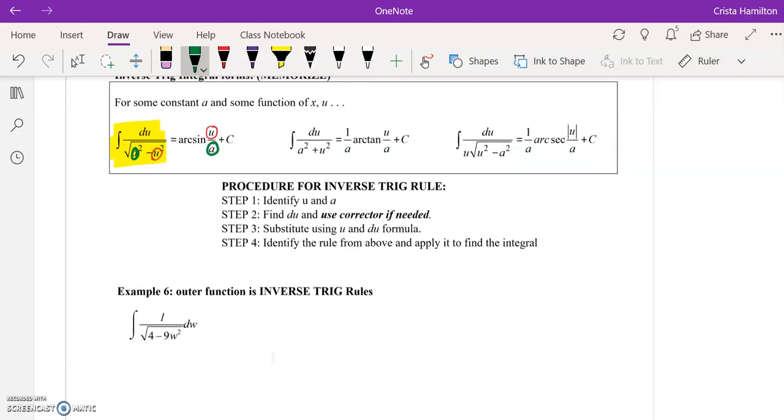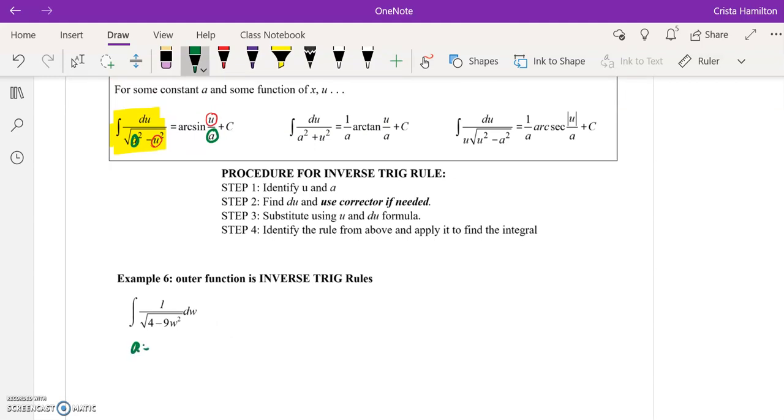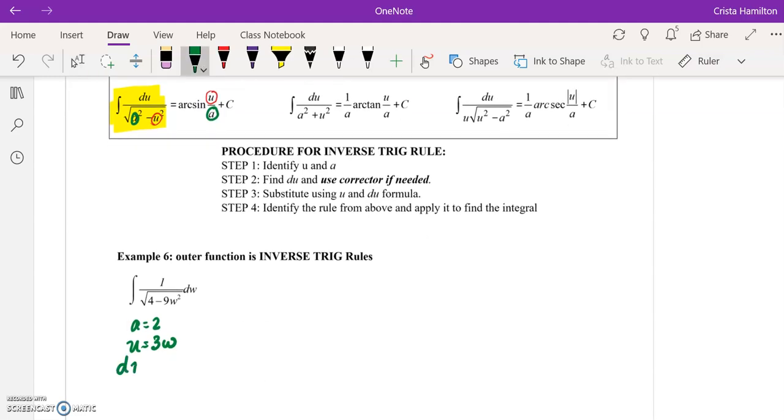So anytime you're looking at this problem, like for my example here, I'm going to say that my a, when I look at it, is going to be 2 because of the 4. And 9w squared is the square of 3w. So that's going to be what I'm going to put there. And then I'm going to go ahead and do my du would be 3 dw. We see that we are going to need a corrector. So if I put in a 3, I'm going to put a 1/3 out. And so this ends up being 1/3 antiderivative of, oh, I'm not even going to do that.